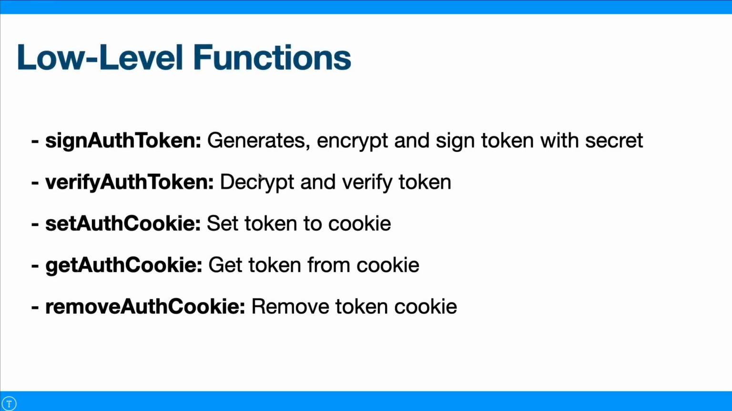Now, in order to do this, we're going to have some low-level functions that we create and some higher-level functions and actions. So our low-level functions are going to be signAuthToken, which is going to generate, encrypt, and sign the token with that secret that we just created. verifyAuthToken, which is going to decrypt and verify the token. So when you send it, it'll get verified. And then setAuthCookie is going to store that token in the cookie. getAuthCookie will get the token from the cookie. removeAuthCookie will remove the token from the cookie. So pretty simple, but these are the low-level functions.